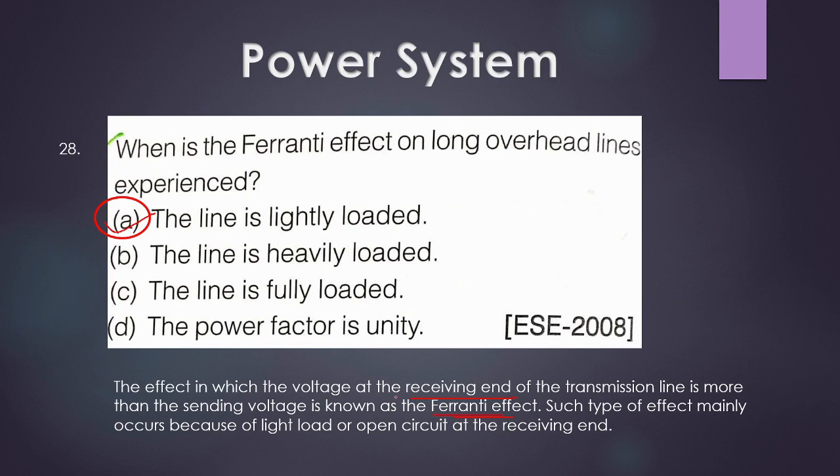The effect in which the voltage at the receiving end of the transmission line is more than the sending end voltage. So if Vs is the sending end voltage and Vr is the receiving end voltage, then Vr is greater than Vs. This is the Ferranti effect. So the Ferranti effect occurs in the lightly loaded condition. So the option will be A.